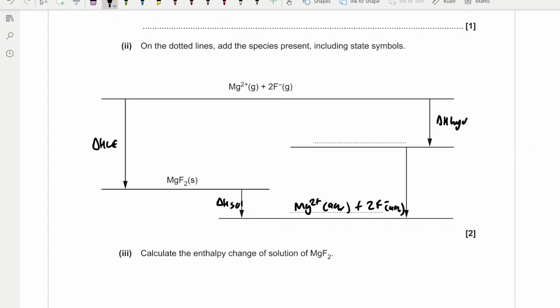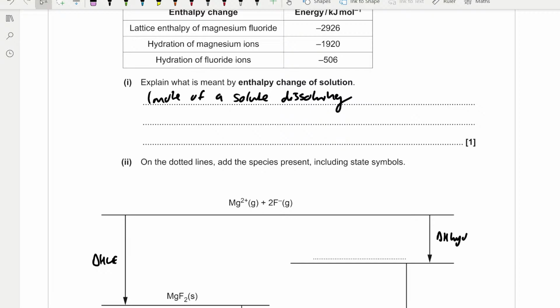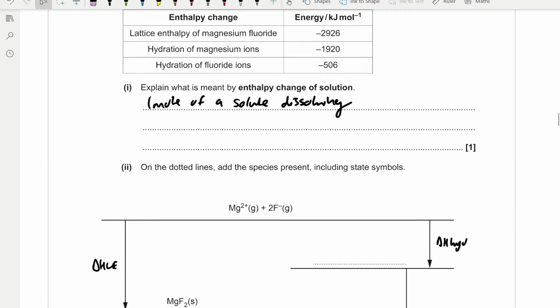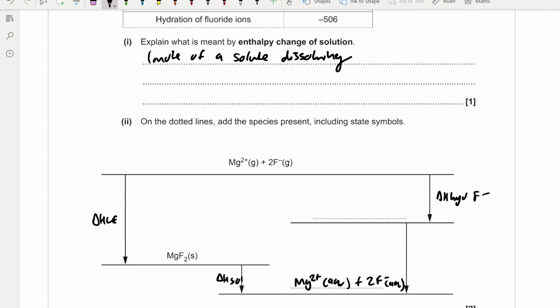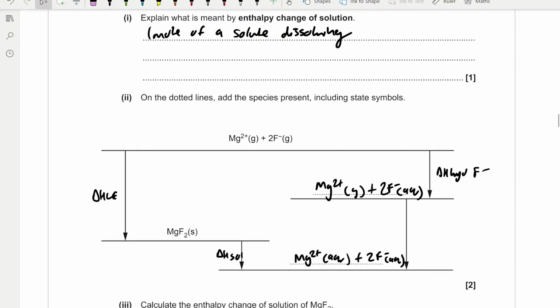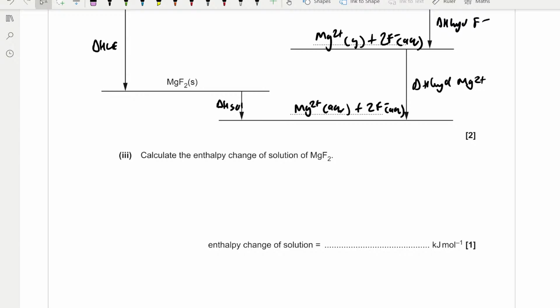It shouldn't matter which one, actually it might matter because you've given the values. So we can see that the enthalpy change of hydration of magnesium ions is greater than the enthalpy change of hydration of fluoride ions. So we'll do the enthalpy change of hydration of fluoride ions first. So we're going to still have Mg2 plus gaseous. We're going to have 2F minus aqueous, because we're hydrating it, and then this is our H hydration of Mg2 plus.